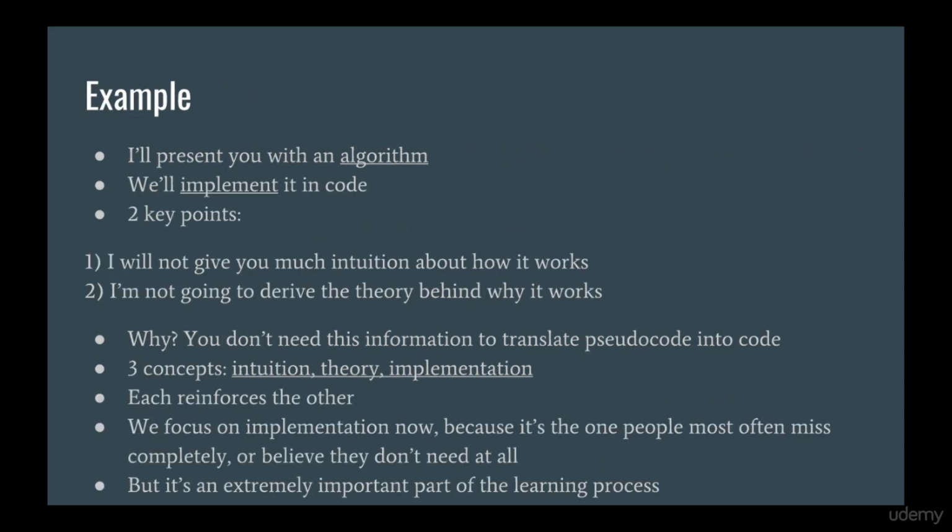Let's now do a simple example to solidify this idea. In this example, I'm going to give you an algorithm and you will implement it in code. There are two key points I want to make before I give you the algorithm. First, I'm not going to give you much intuition about how it works. Second, I'm not going to derive the theory behind why it works. The reason I want to mention these two key points is that you should realize you don't need these two pieces of information in order to translate pseudocode into code.